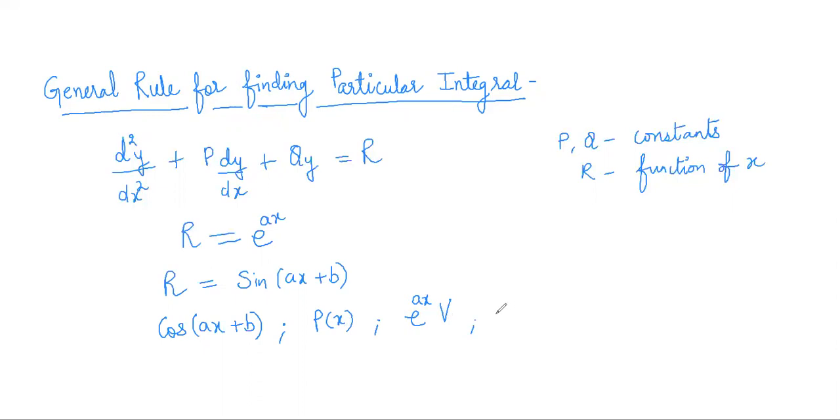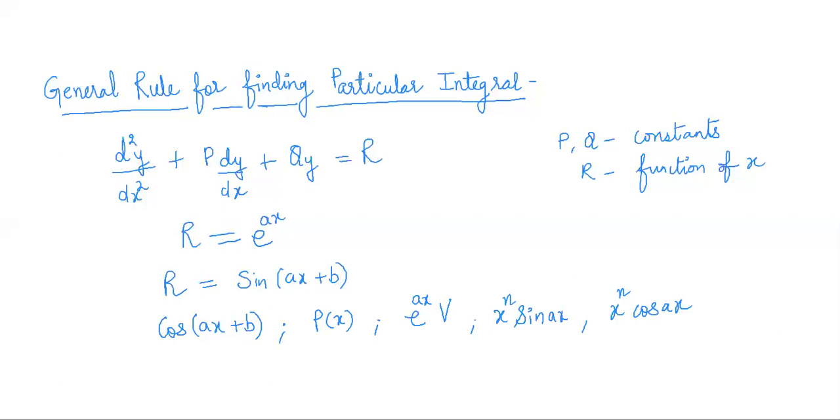Also we have discussed how we can find the particular integral if r has the form x raised to power n sin ax or x raised to power n cos ax. But if r is not of any of these forms, in that case we have one general rule with the help of which we can find the particular integral.